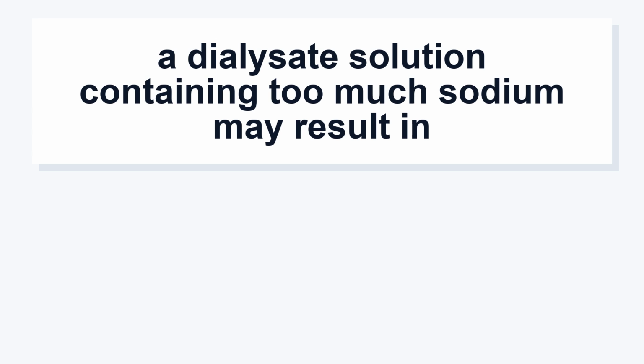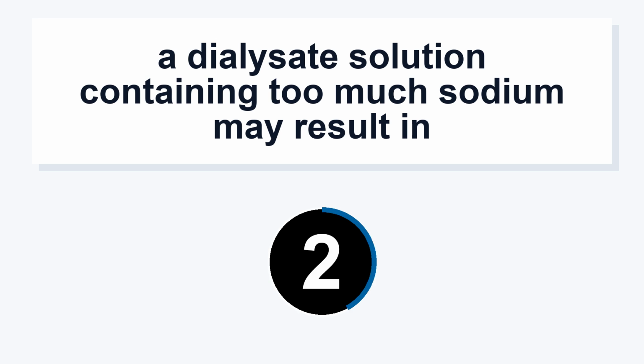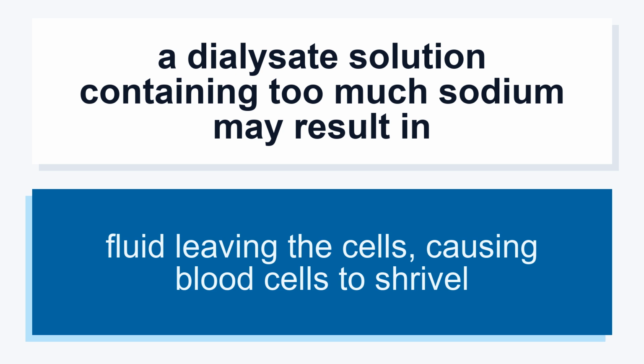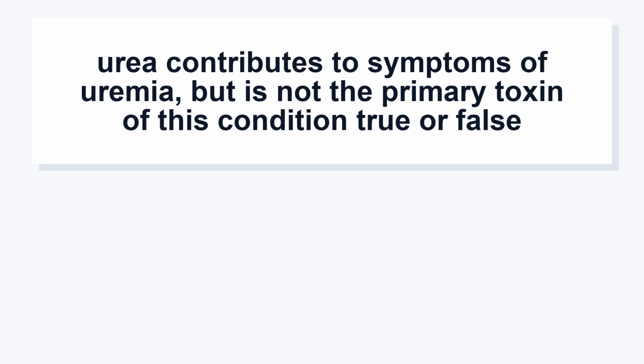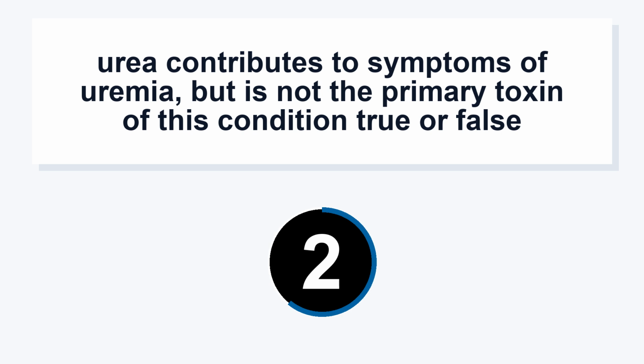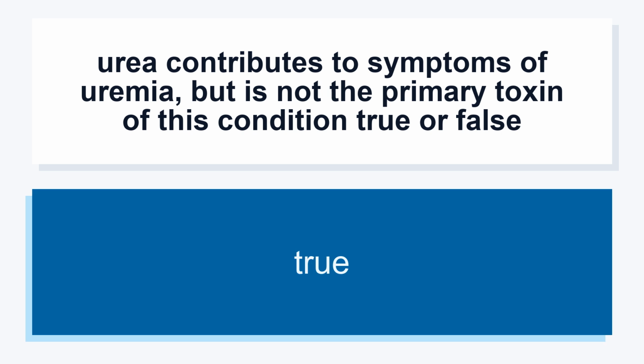A dialysate solution containing too much sodium may result in fluid leaving the cells, causing blood cells to shrivel. Urea contributes to symptoms of uremia, but is not the primary toxin of this condition. True or false? True.